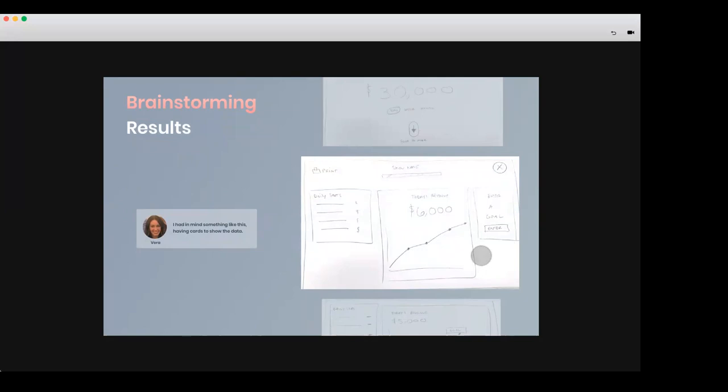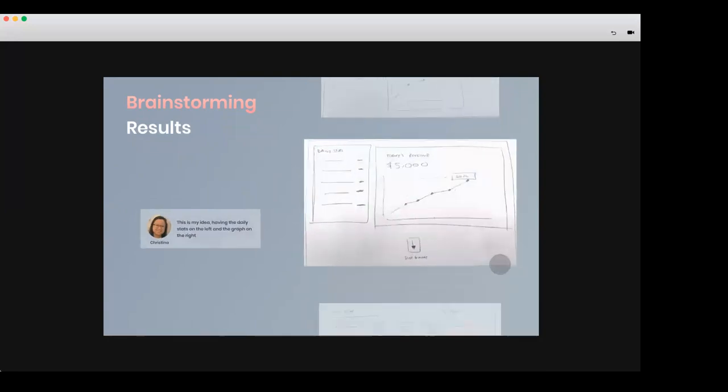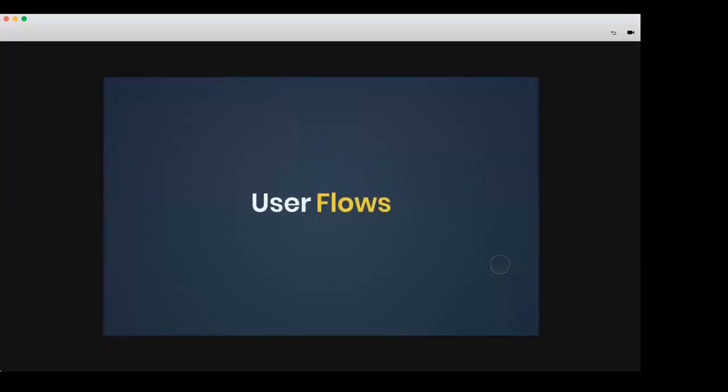Vera has some comments, of course. We also had Christina. She had some sketches of some of the ideas that she had. And of course, our developers also had some ideas.